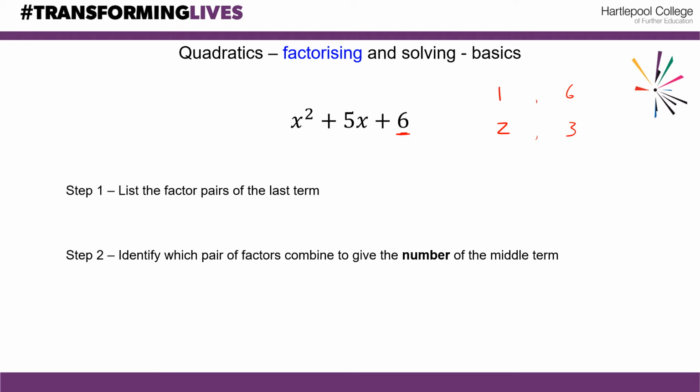Step 2, identify which pair of factors combine to give the number of the middle term. So we want a combination of factor pairs that will get me that middle term, the 5. Don't worry about the x for now, just concentrate on the number. The way to do that is we'll compare our pairs of factors. 1 and 6, well, they're both positive numbers, they can't get me a 5. 2 and 3, well, 2 add 3 gives me 5. So the combination of factors we want is 2 and 3.